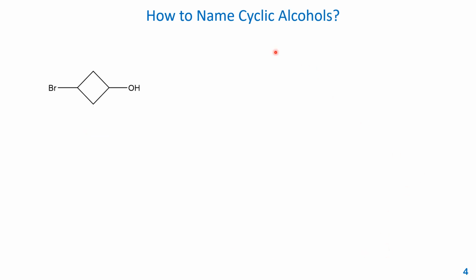Now let's look at the cyclic alcohols. This is an alcohol with the ring system here, and we have another substituent, a bromo group. Since the hydroxyl group has a higher priority in naming than the halo group, this carbon is always by default 1. So that's 1, 2, 3, 4. If you go this way, 1, 2, 3, 4, that's the same. Okay, symmetric. So the name will be 3-bromocyclobutanol. You don't have to say 1 because this one is default.